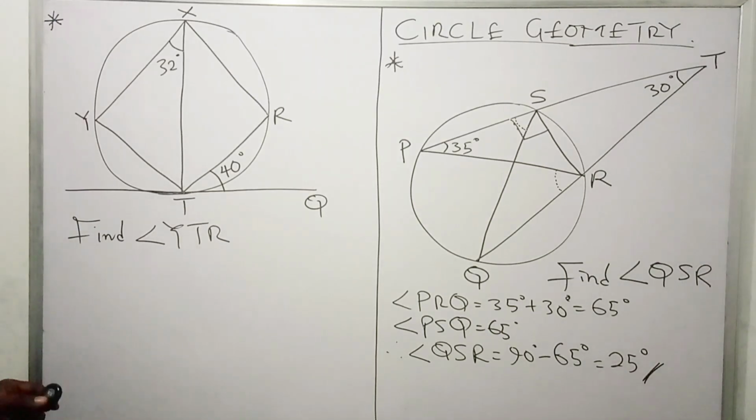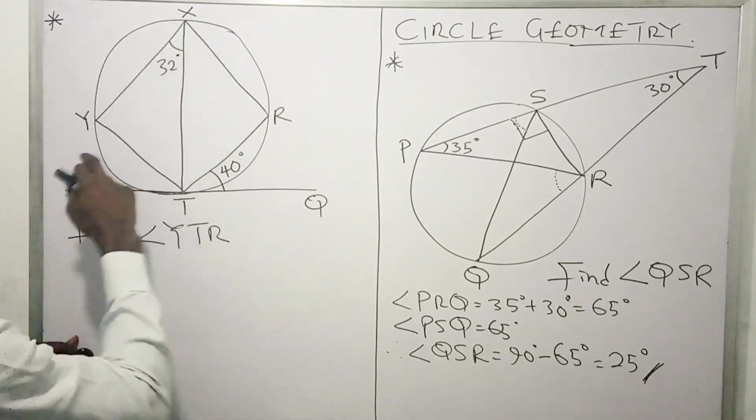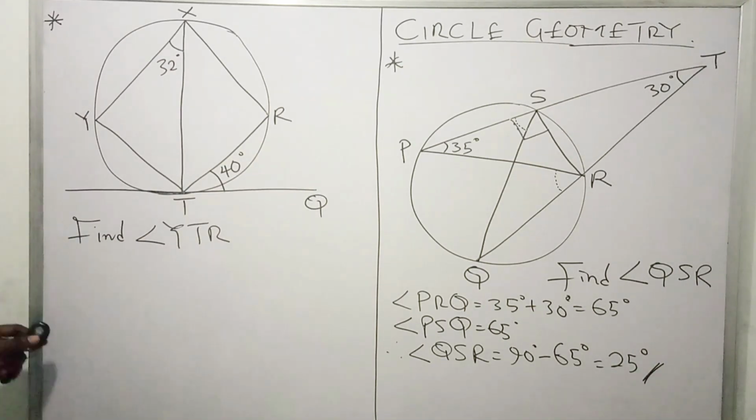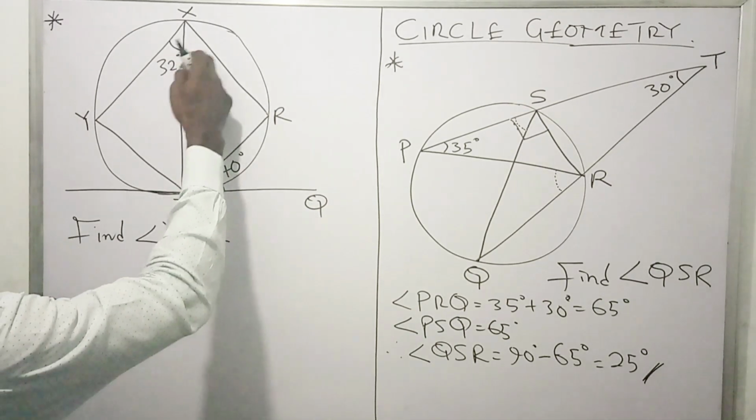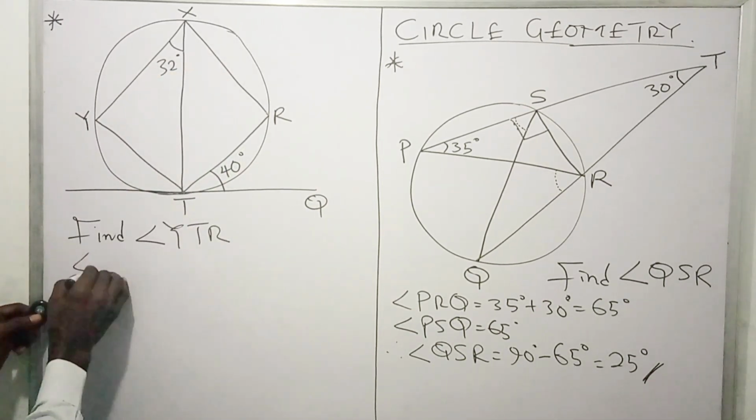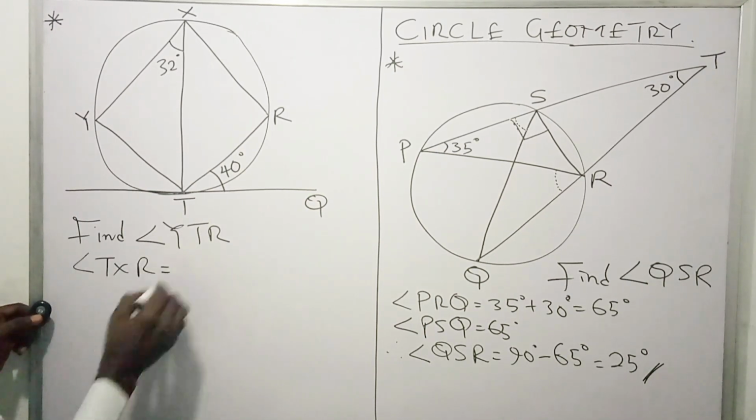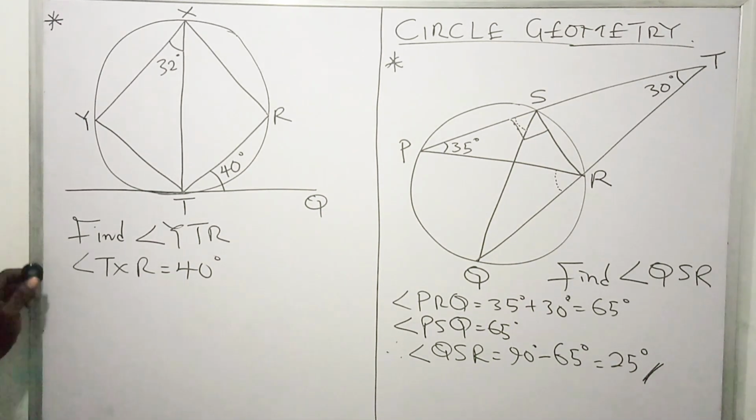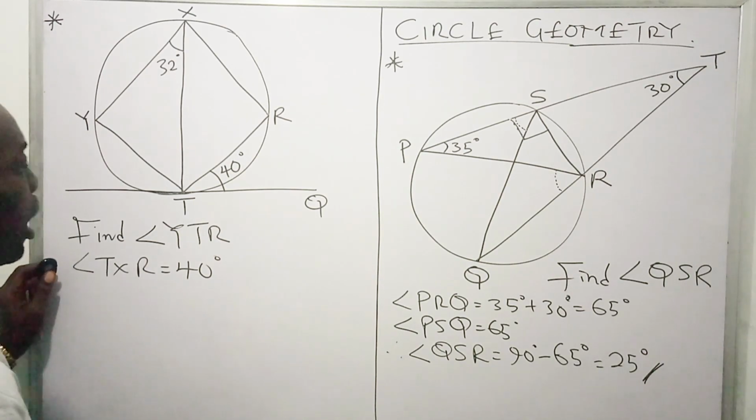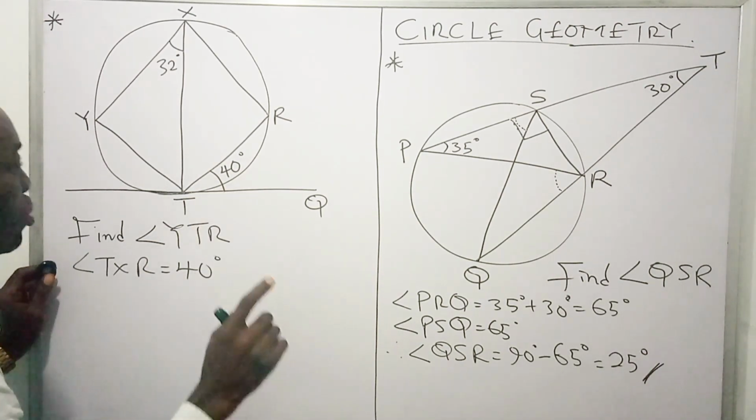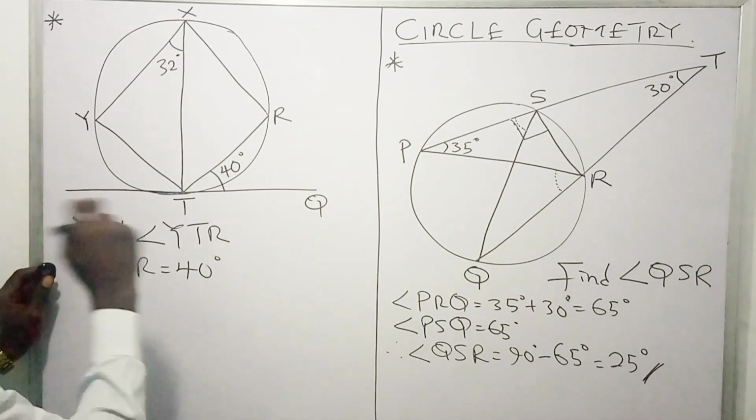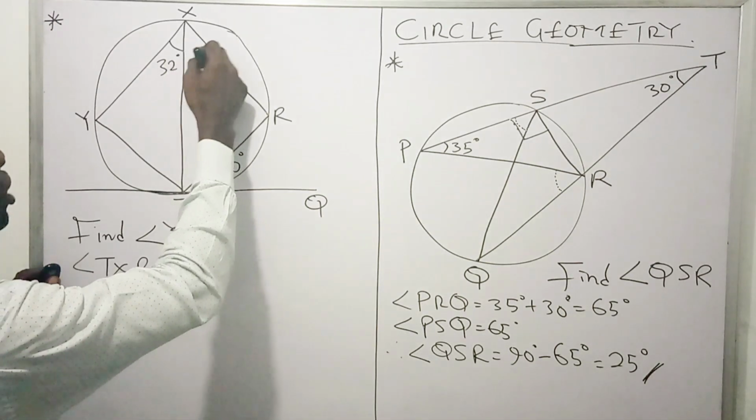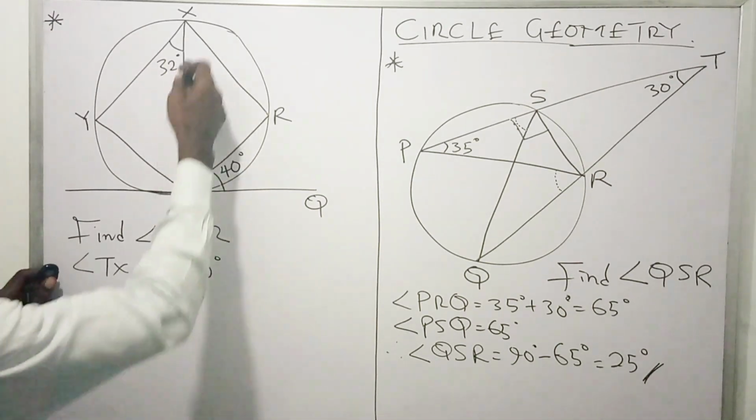Here it says we should find YTR. YTR, that's this angle here. All right. Now let's begin again. Now we can get this angle here, which is angle CXR. CXR is also 40 degrees, and that's also from one of the theorems of circle geometry that states that the angle at the tangent is equal to the angle in the alternate segment. TQ is the tangent. The angle at the tangent is equal to the angle in the alternate segment.